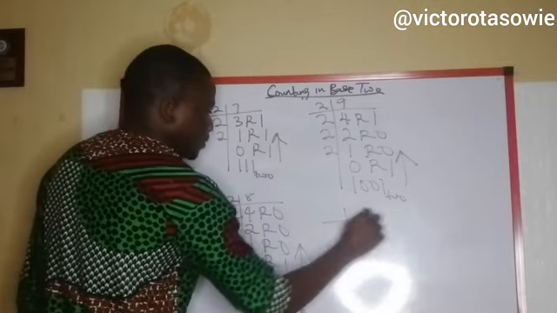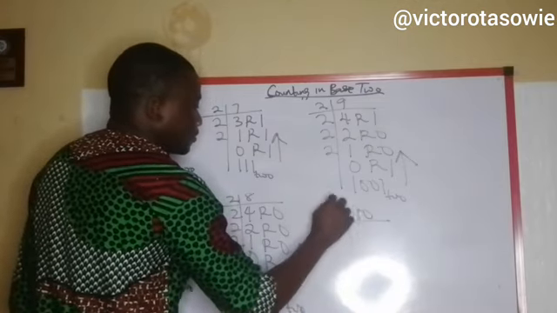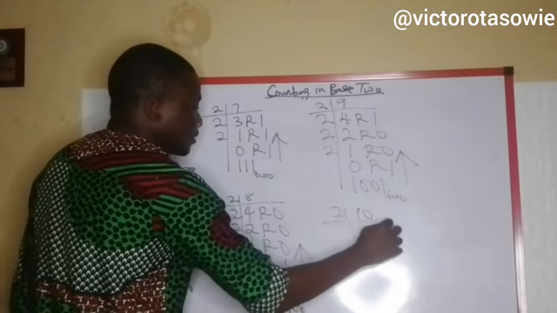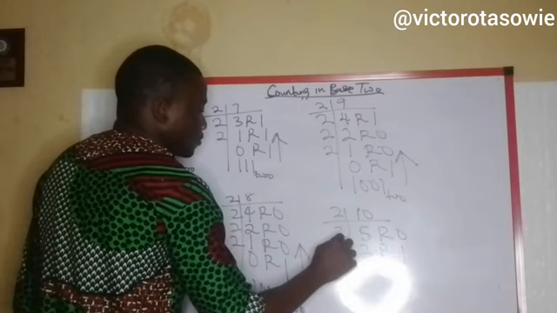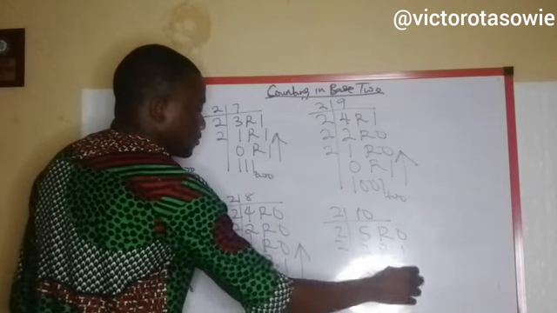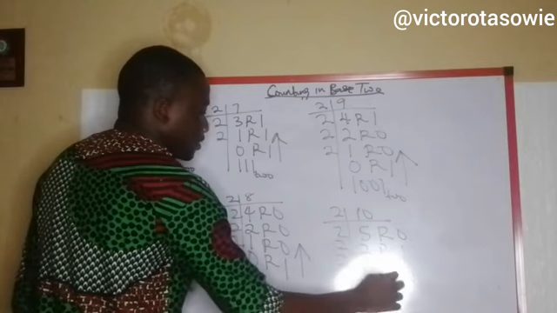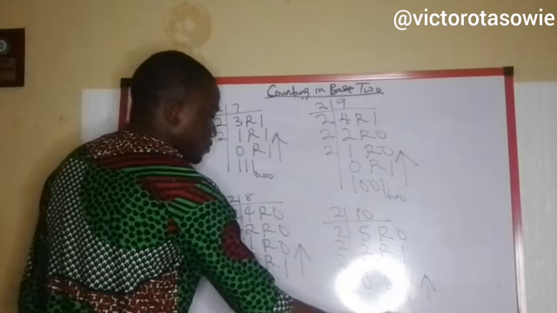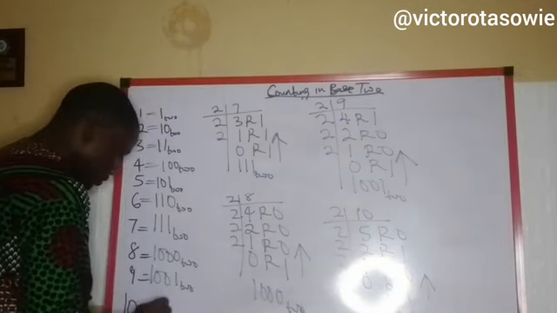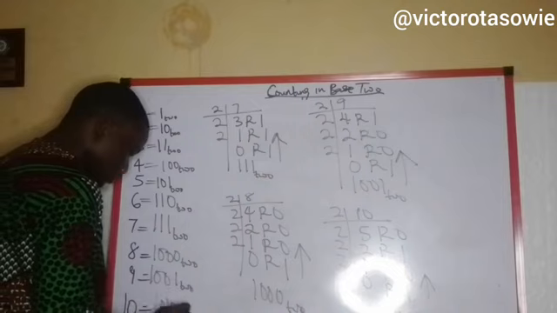And we have the last one where we have 10. 2 into 10 is 5, remainder 0. 2 into 5 is 2, remainder 1. 2 into 2 is 1, remainder 0. And 2 into 1 is 0, remainder 1, which gives us 1, 0, 1, 0 base 2.